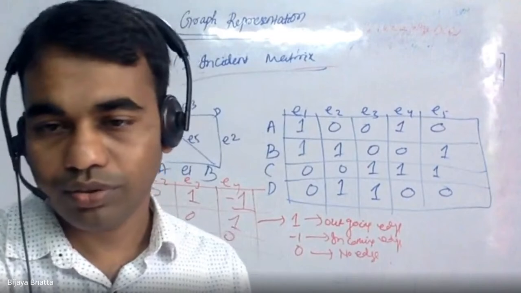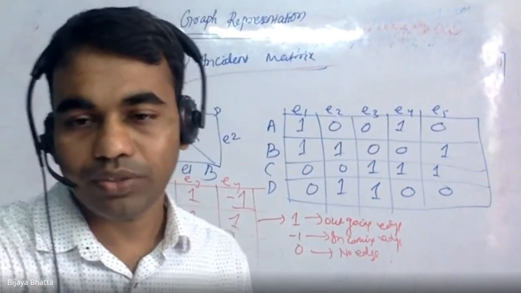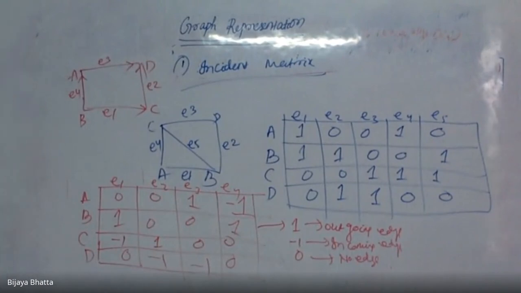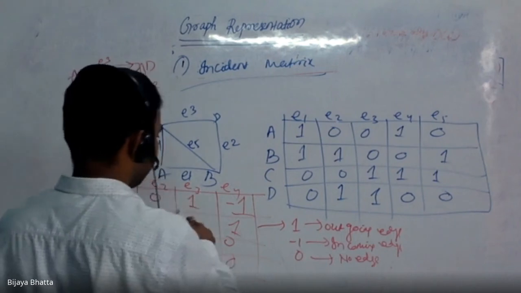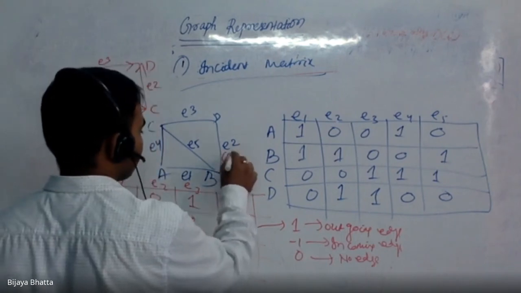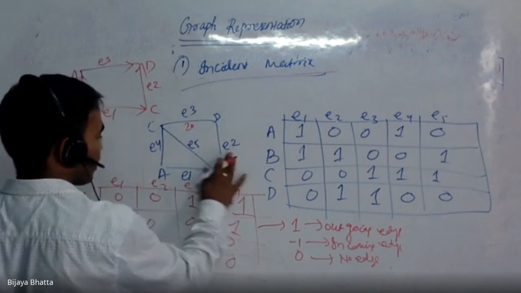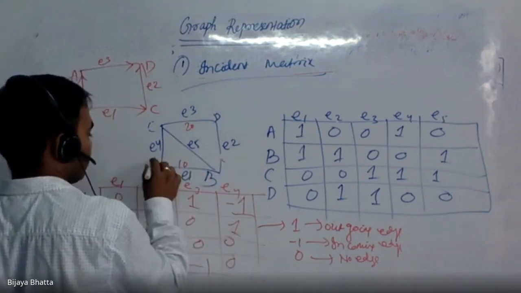Any questions? Okay, weighted graph. So if you look into this, what will be the weighted graph? It is the same thing, right? If I put a weight, suppose here I put a weight as 10. And this is 20. Let me put, with respect to A, this is 10, 20.